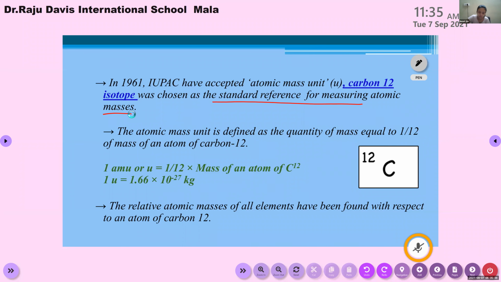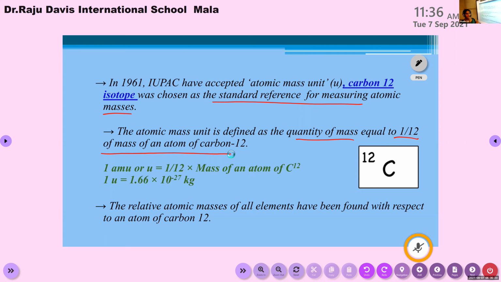So the atomic mass unit is defined as a quantity of mass. One atomic mass unit is equal to 1/12th of the mass of an atom of carbon-12. If the mass of carbon is considered as 12, then 1/12 of it, that is, one part of the 12 parts, is considered the atomic mass unit. Clear, children?